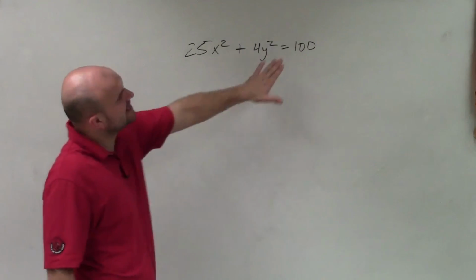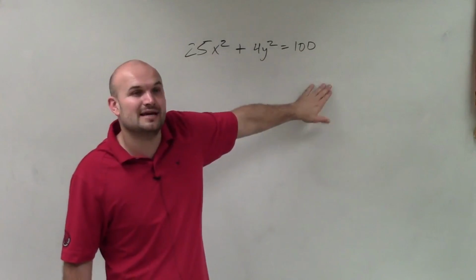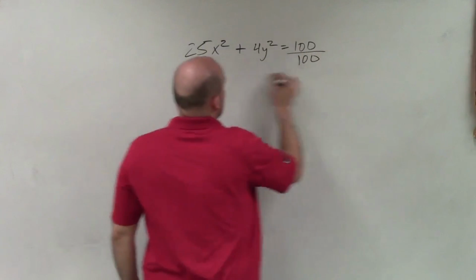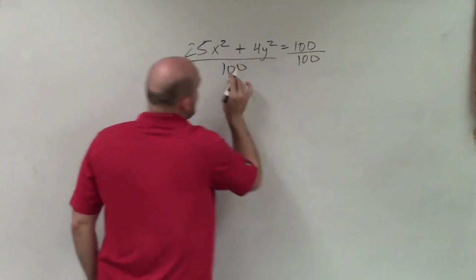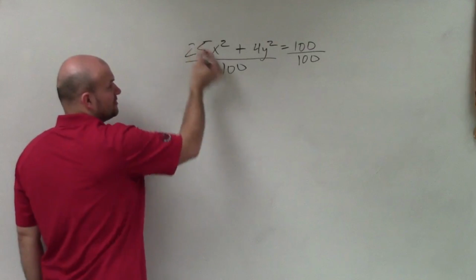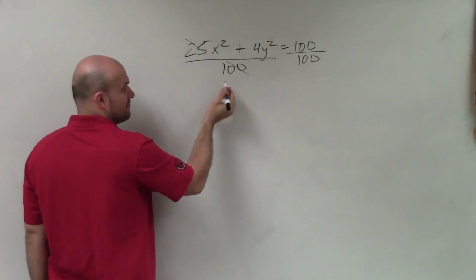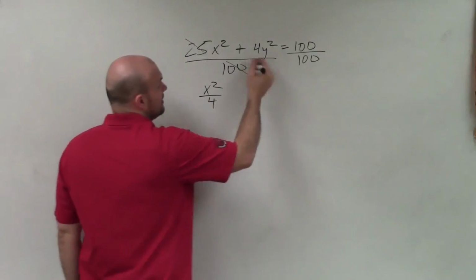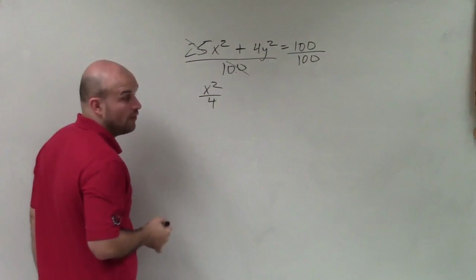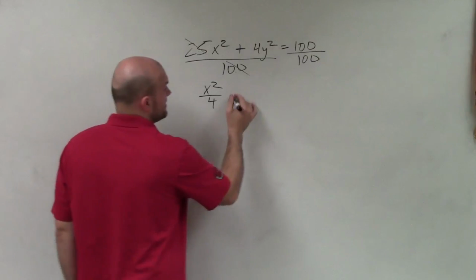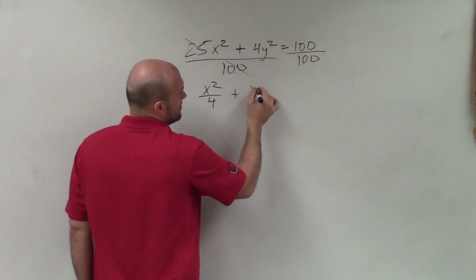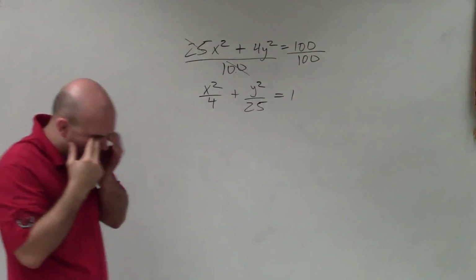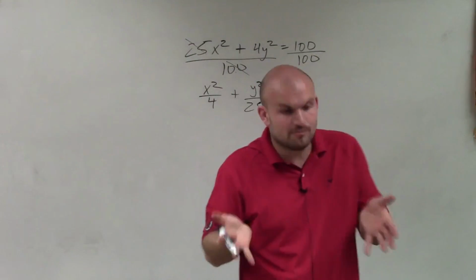So to do that, the first thing I need to do is set my ellipse equation equal to 1. So I'm going to divide by 100 on both sides. Now this 100 is going to divide into both of these. Well, here I can reduce this down to 1/4, which would just be x squared over 4. You can put the 1 there, but we don't have to. Here, divide the 100 into 4. That's going to reduce down to 1/25. Again, you can write the 1 up here, but we don't have to. OK, so now we have it more in a standard form.